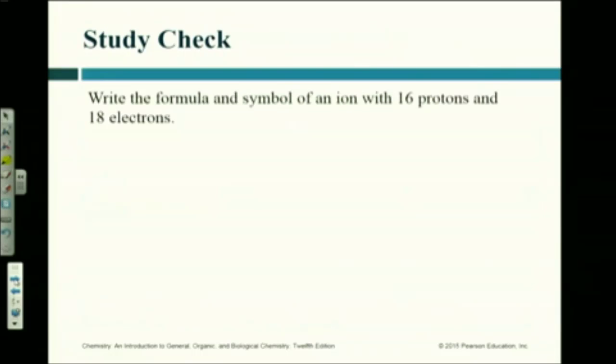So, let's do this problem together. Can we write a formula and a symbol for an ion with 16 protons and 18 electrons? What's this telling me? When you read that, what do you see? You already know something. The element of sulfur. Why do you say the element of sulfur? Because 16 is its identifier. 16 is the atomic number for sulfur. 16 protons means you have sulfur.